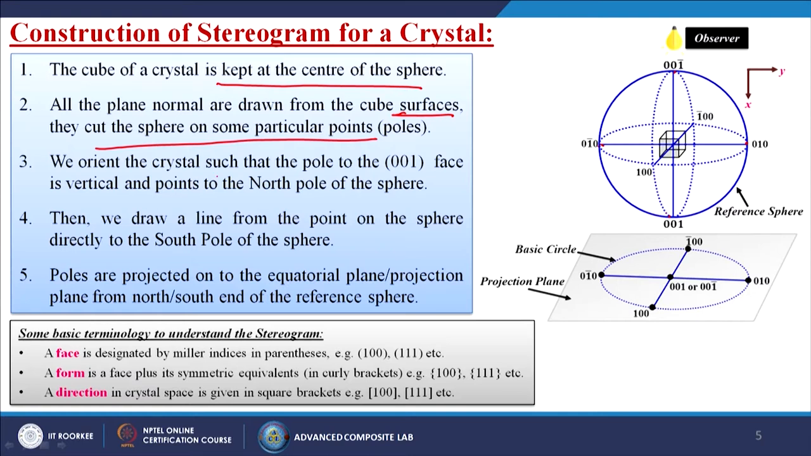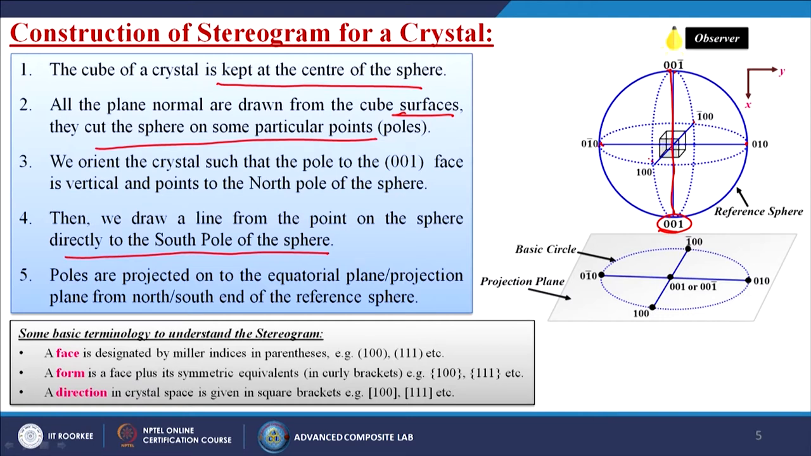We orient the crystal such that the pole to the 001 face, where is 001? This is the 001. So, the face is vertical and points to the north pole of the sphere. Then we draw a line from the point on the sphere directly to the south pole of the sphere itself. Poles are projected on the equatorial plane, or the projection plane, from the north or south end of the reference sphere. So, you can see that this is cutting at this particular point, this point, this point and this point.